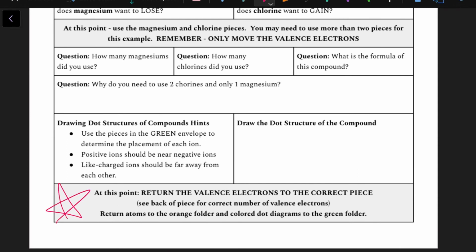This is super important: at the end of the lab, you need to return all the little pieces to their location. All the dot diagrams go back in the green envelopes, all the atoms go back in the orange envelopes. But the most important thing is that the valence electrons, those little fasteners, get placed back to their atoms. But that is it for lab number 10.